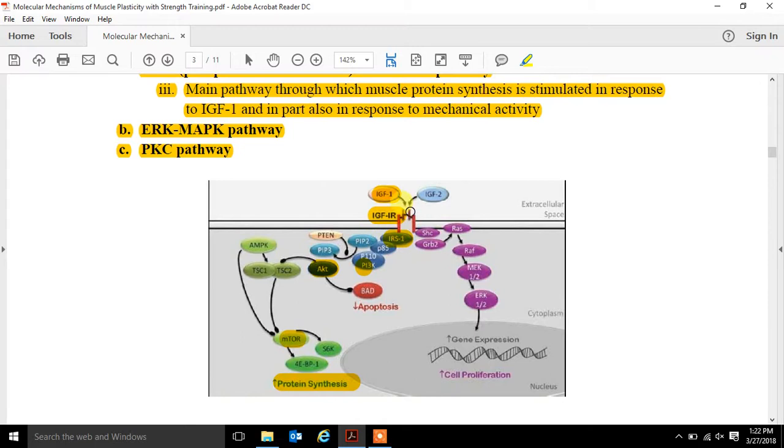So here's our IGF-1 receptor. We get RAS, and then we get our MAP kinase pathway. We talked about ERK1/2 as one of our MAP kinases. That then, as we talked about this pathway doing, has a direct impact on the nucleus and increases gene expression and increases cell proliferation. So this one receptor is driving the adaptation to exercise in two different ways: a direct effect on protein synthesis through mTOR, and it can also impact gene expression.